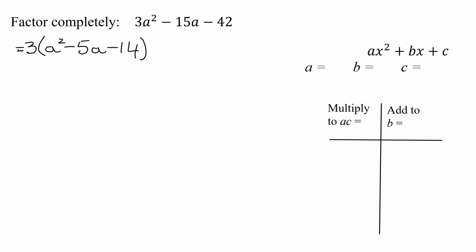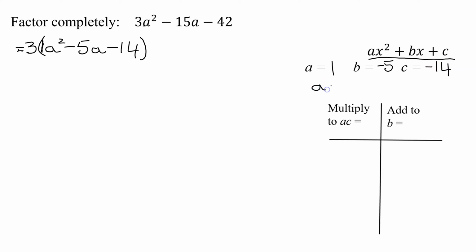We factor them by comparing them to ax squared plus bx plus c, where a is the coefficient of the squared term. So I'm going to work on the factored polynomial, not the original one. What's the coefficient of the a squared term? Well, remember, we're too efficient to write it, but there's an invisible 1 in front of the a squared. So I know that a is 1. B is the coefficient of the x term, or in this case, the a term. It's going to be negative 5. And c is the constant term of negative 14.